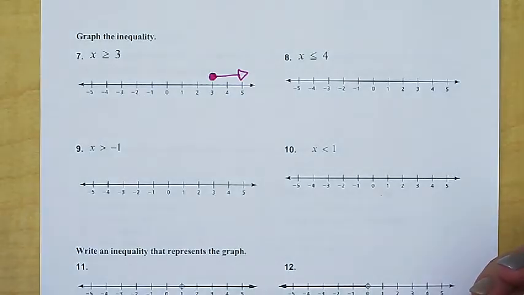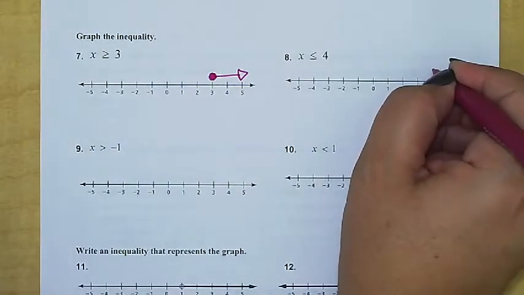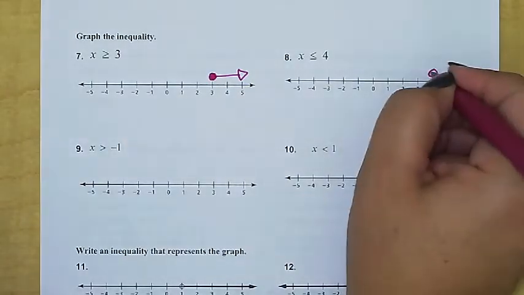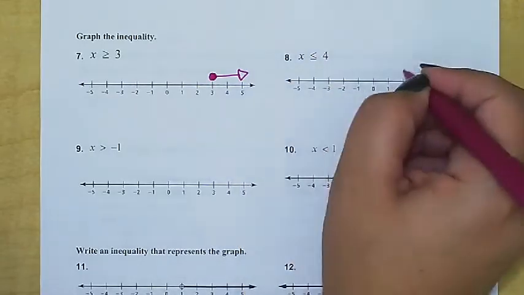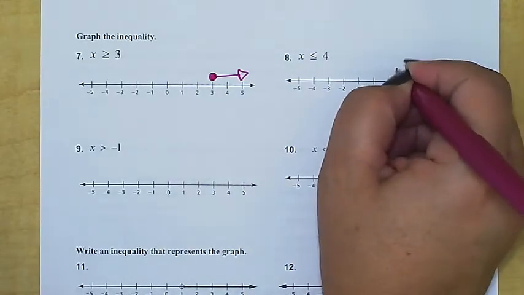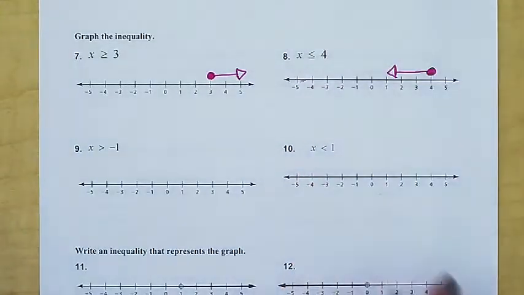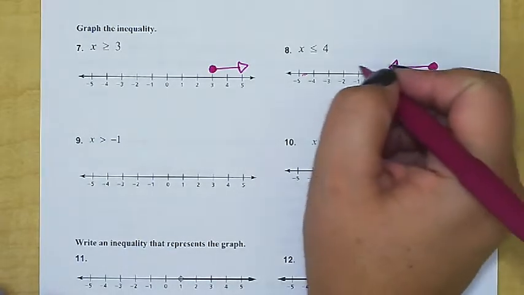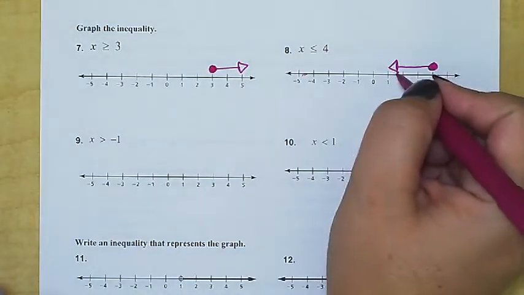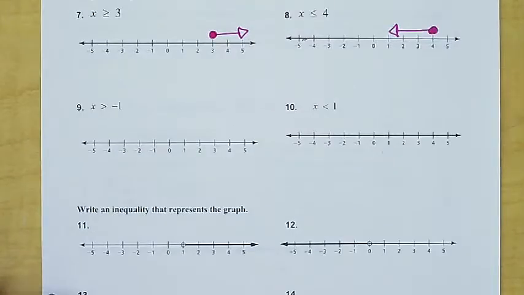Okay, try number 8 on your own. Okay, so here, if you put a circle on 4 as your boundary, and you filled it in because it's less than or equal to, that looks great. And since this was less than or equal to, then the rest of the solution set is all of these numbers that are to the left, everything that is smaller than 4. Okay, and we put the arrow that way. We know that even if we don't keep going forever and ever, it's basically everything in that direction. Okay, let's try number 9.